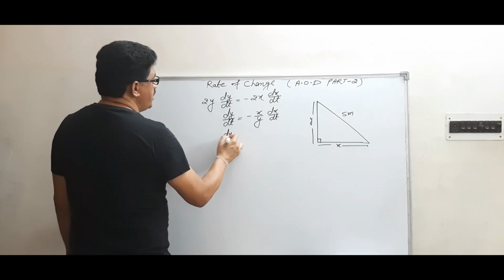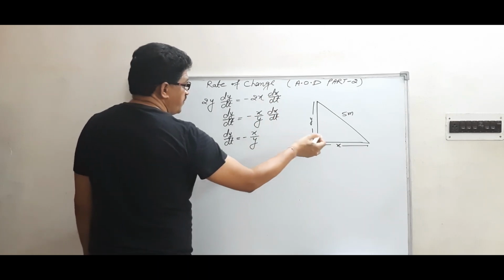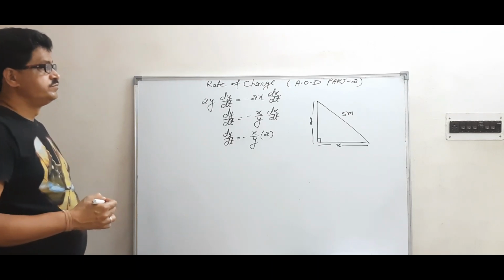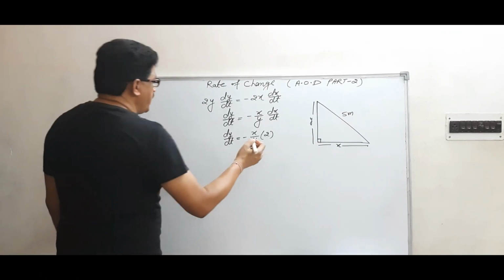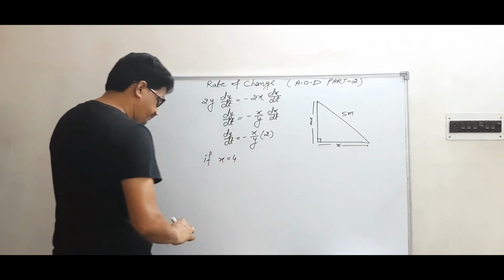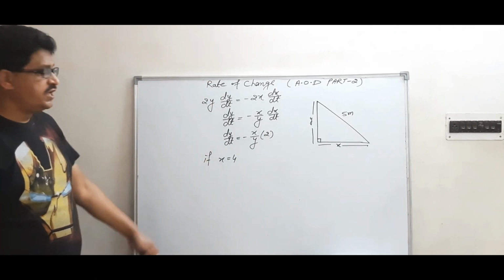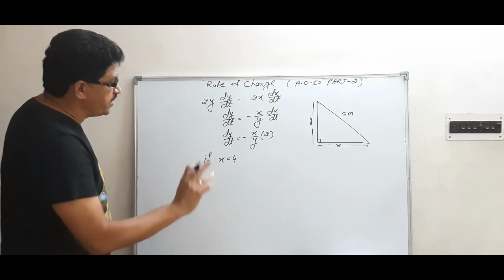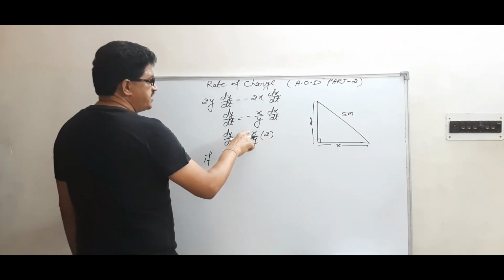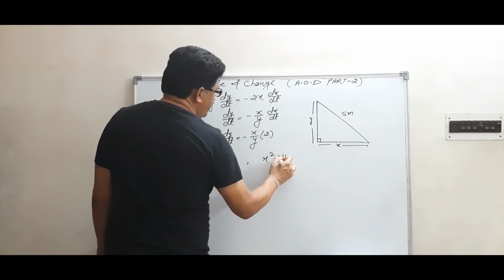Dy by dt is equals to minus x upon y, and value of dx upon dt is given 2. One more thing is given. If x is equals to 4, then you have to find change in dy by dt. If x is equal to 4, we have to find out value of y first, because y is also required here. X is given but y is not given. So by using Pythagoras, we can find value of y.